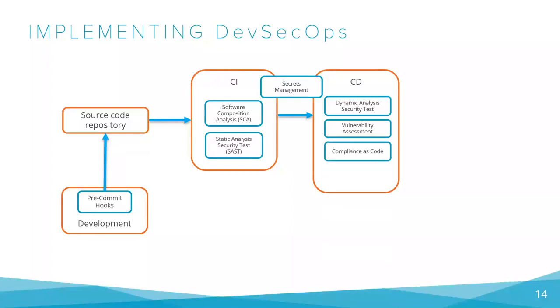Then we have compliance as code, which can be run on your production setup. Compliance as code refers to tools and practices that allow you to embed the three core activities that are at the heart of compliance. So the three activities are prevent, detect, and remediate.